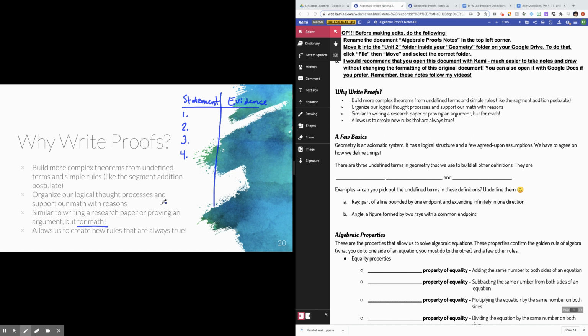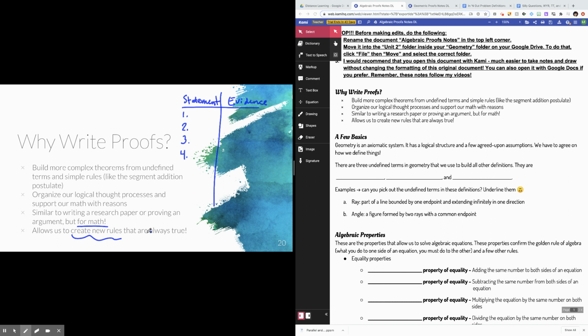And what's great about proofs is that it allows us to create new rules that are always going to be true. If you remember going back to when we were talking about the different types of reasoning, the inductive reasoning versus the deductive reasoning. Remember, the inductive reasoning is the patterns, where you would look at data, a set of numbers or a set of letters or a set of pictures, and try to figure out what the pattern was. Oftentimes, if you would gather new data, you would realize that your original pattern was wrong.